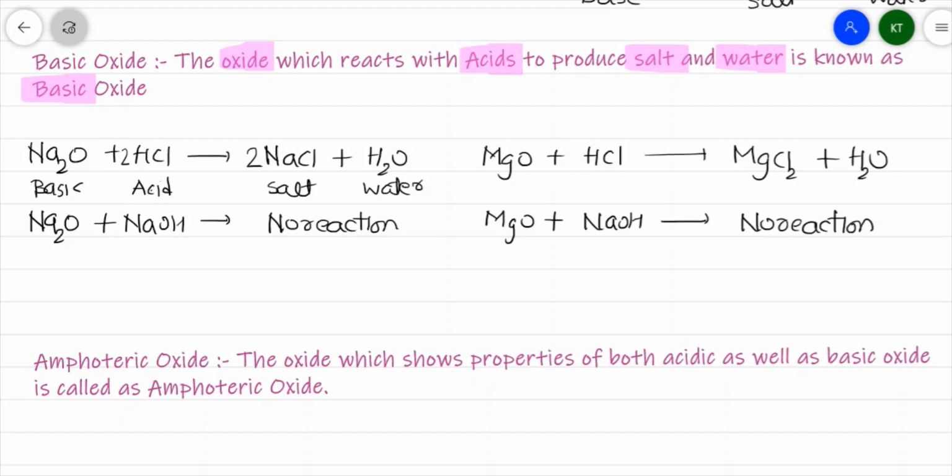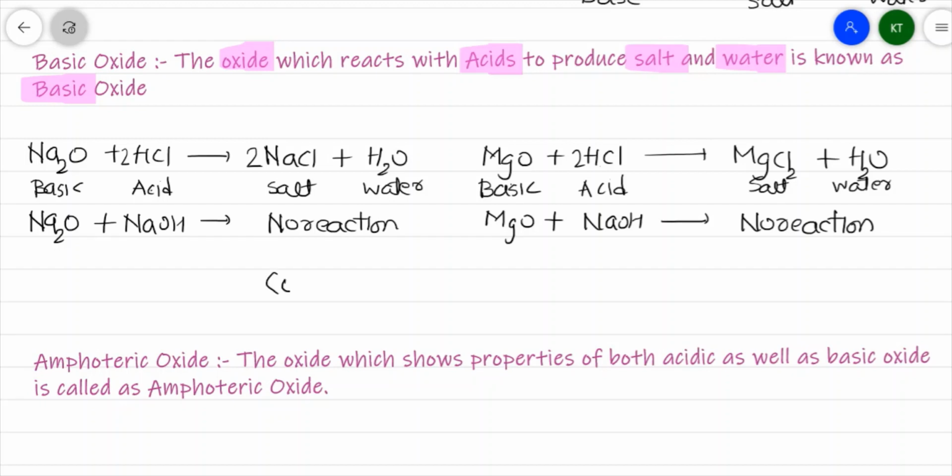Now let us focus here. MgO reacts with acid, that is HCl, and gives me salt and water. Hence, what is the nature of MgO? That is basic in nature.